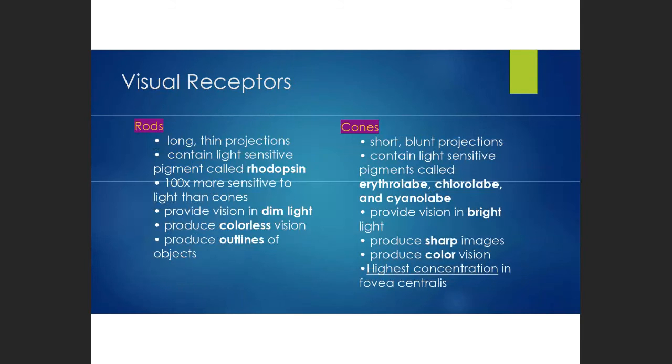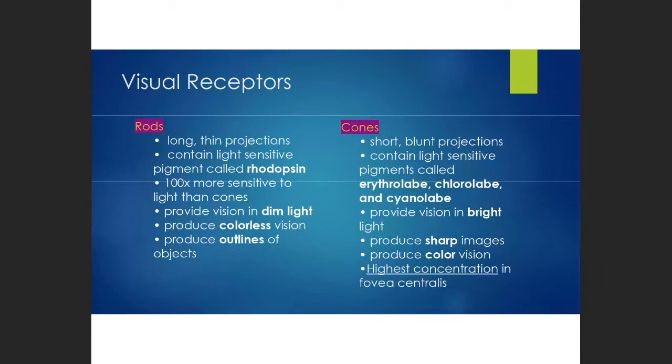Okay, last thing would be rods and cones. What's the difference? Rods are those long, thin projections that contain light-sensitive pigment. It's called rhodopsin. That's the name, hence the name rod. They are 100 times more sensitive to light than cones are. And rods therefore produce vision in dim light, colorless vision, and produce outlines of objects.